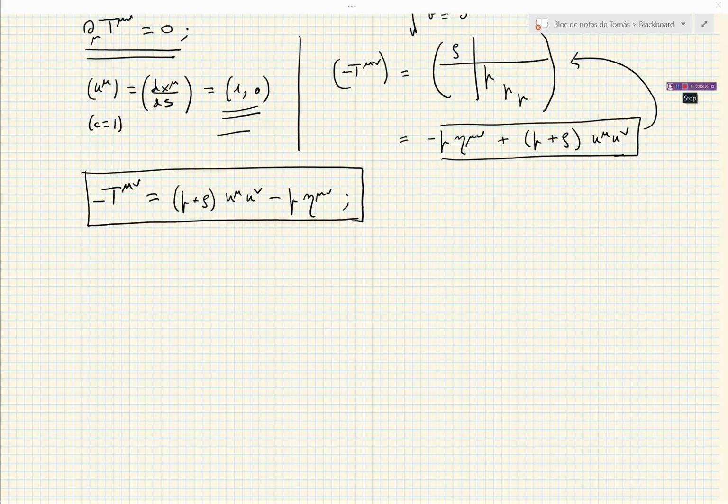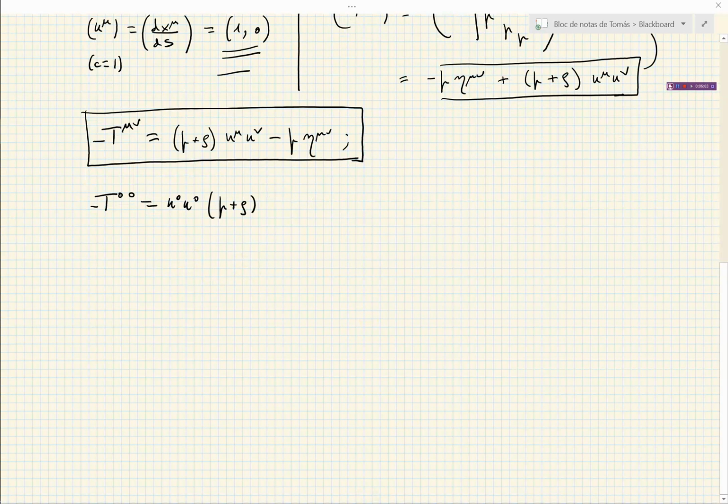We are not going to do these calculations in full detail. There is only one thing that is important for us, which is what is the component T00 for a perfect fluid. So let me just compute it. So I have minus T00, you have U0 (P plus rho). This should be the energy density, right? And minus P.